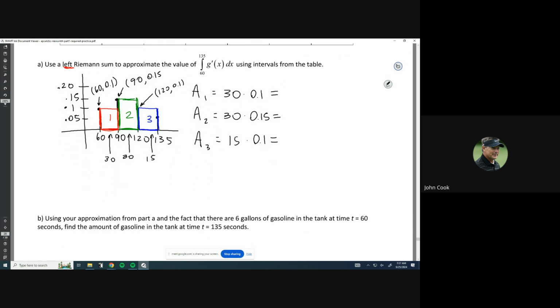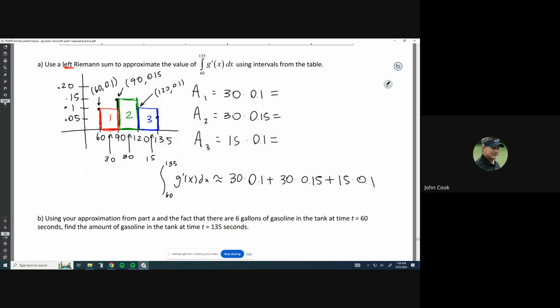Now, if I did want you to write out the approximation for this, you write out 60 and then 135, and g prime of x dx, and then you'd write approximately equal to, and then you'd add the areas up. Now, on any other problem, I'd be like, yeah, just put these numbers and then forget about it. So 30 times 0.1, plus 30 times 0.15, plus 15 times 0.1, and then that would be your area.